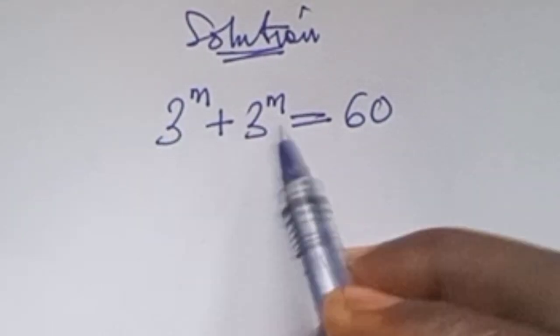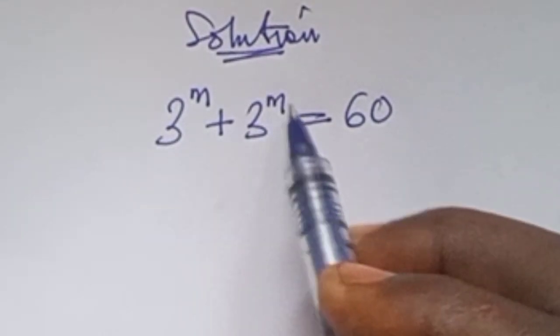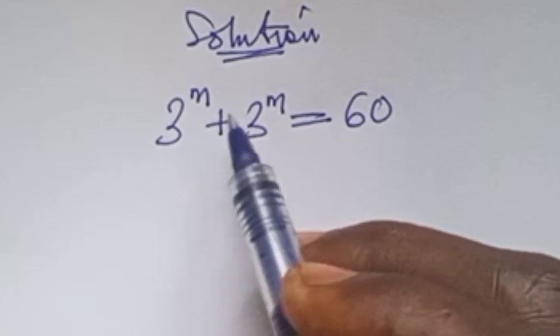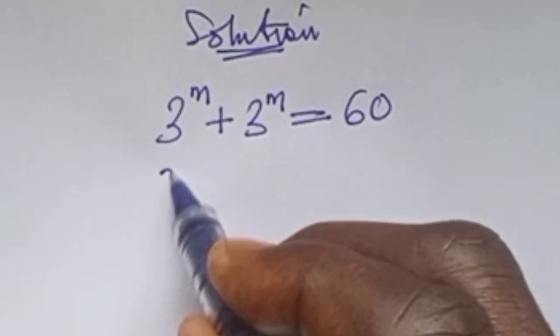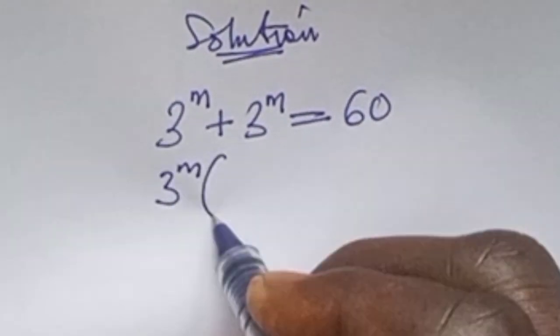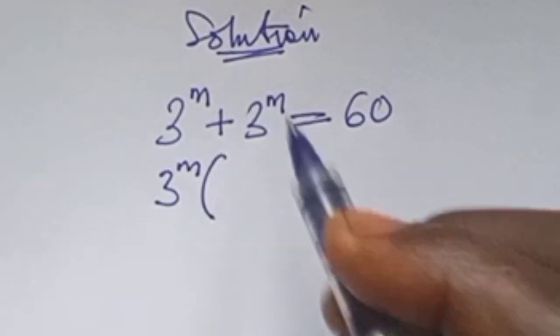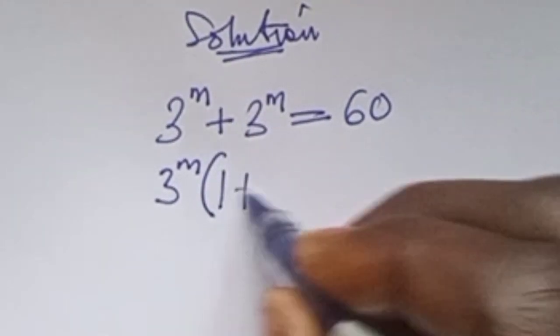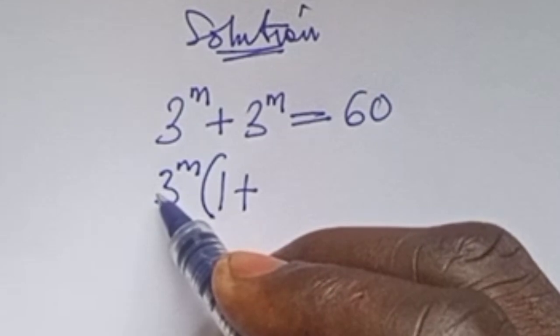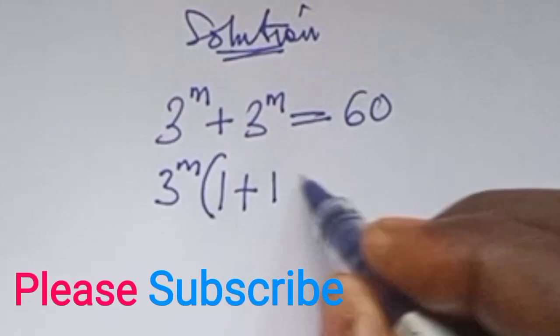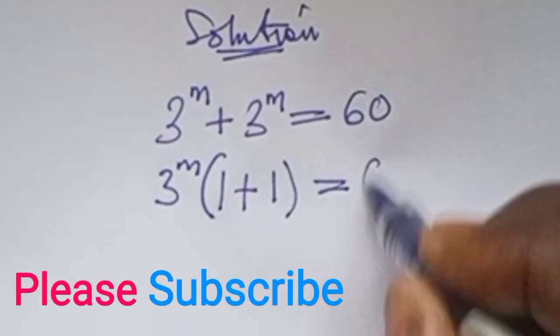So here, what is common is 3 to the power of m. If we factor out 3 to the power of m, the next line becomes 3 to the power of m, open bracket, 3 to the power of m divided by 3 to the power of m, which is 1, plus 3 to the power of m divided by 3 to the power of m, what we have is 1. We'll close the bracket, this all equals 60.